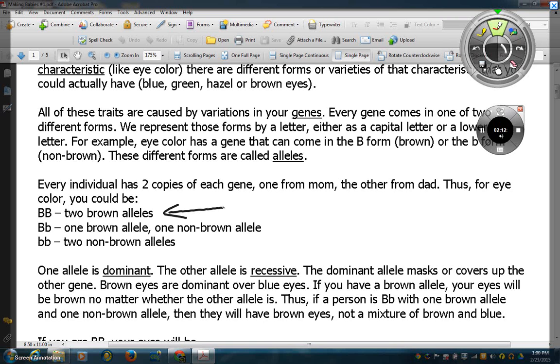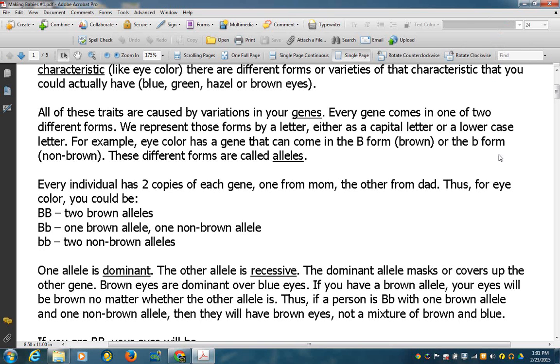Remember, we were talking about either being dominant or recessive. This case here, it's homozygous, because they're the same. This case here, heterozygous, because they're different. Now, if they're all capital, they're going to be homozygous dominant. If they're all lowercase, they'll be homozygous recessive. So, let us move on.